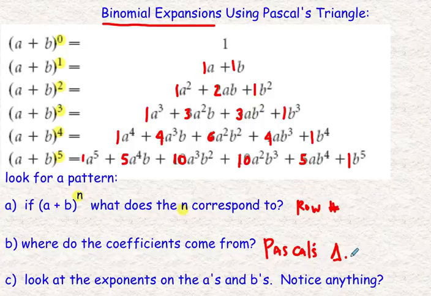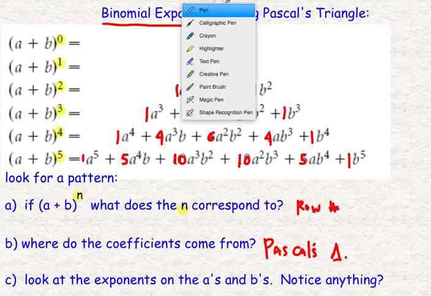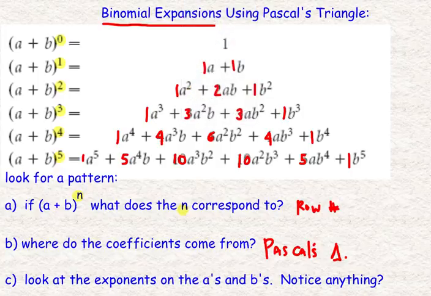Okay, the next thing I want you to look at is the exponents on the A's and the B's. I want you to see if you notice a pattern happening in the exponents. Let's start by looking at the exponents of the A's, and I'll see if I can highlight them. For example, let's start here because we'll be able to see it better.